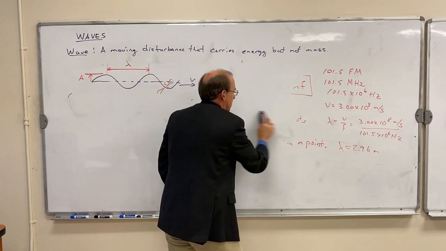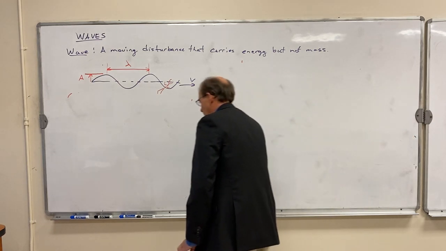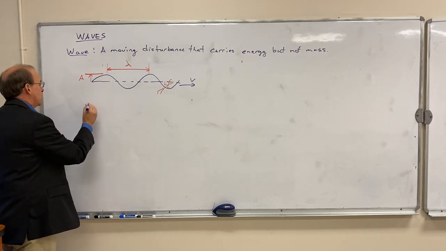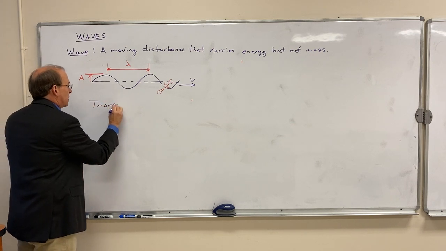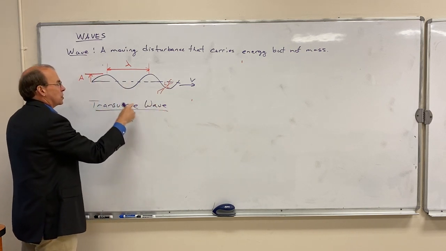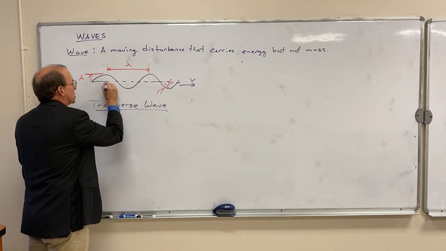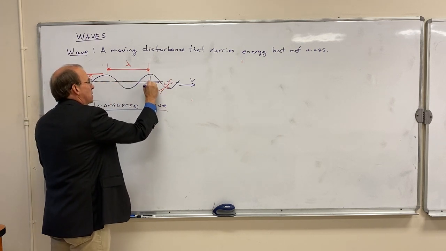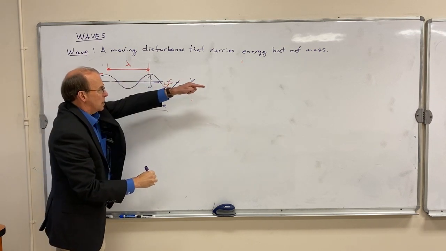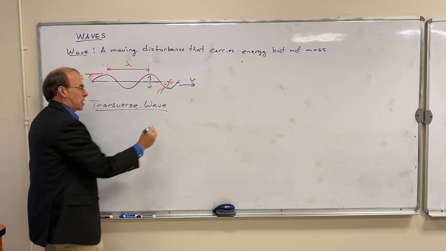Well, there's more than one kind of wave. There are 2 general classes of wave. The one I've drawn here is called a transverse wave. A transverse wave is a wave where the particle motion is perpendicular to the velocity. So as this wave goes by, if this is, for example, a string, the string would be going up and down like this as the wave goes that way. So if the wave is going to the right, the string is going up and down, perpendicular. That's an example of a transverse wave.